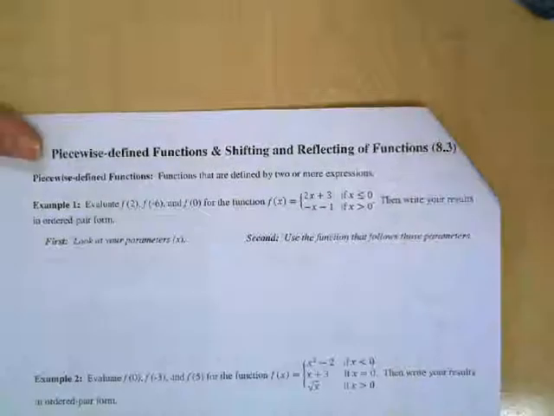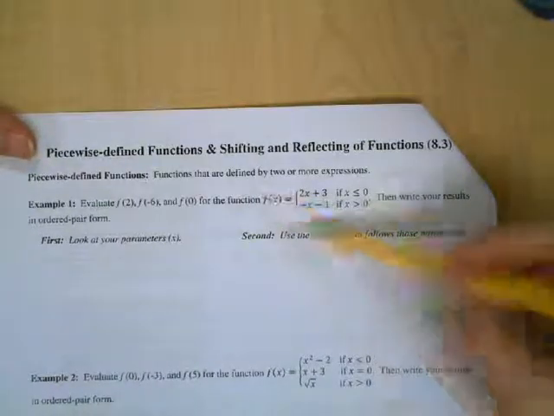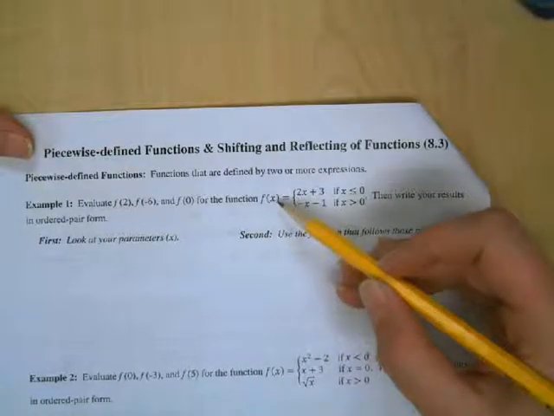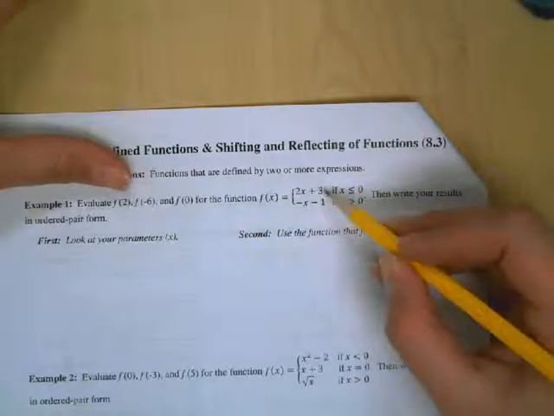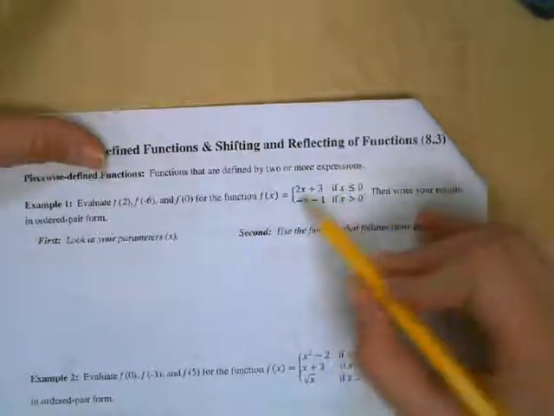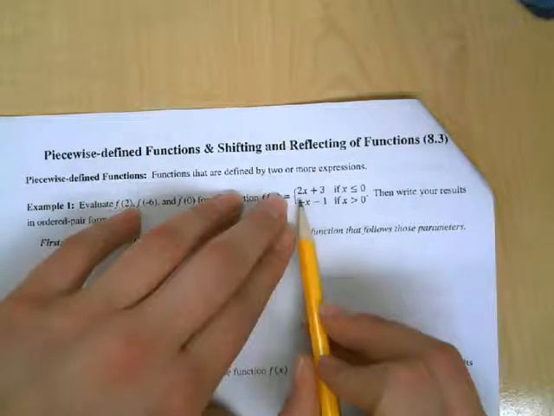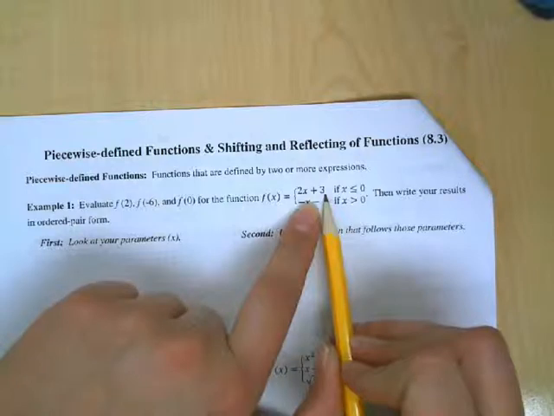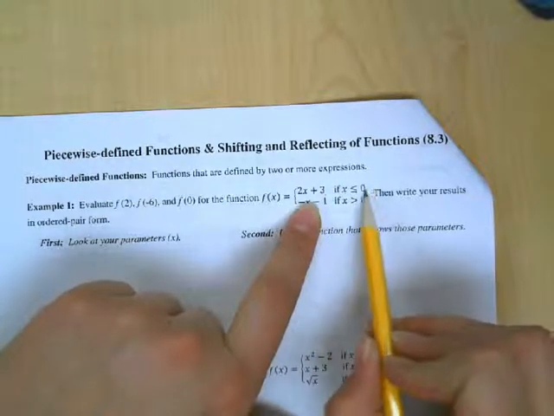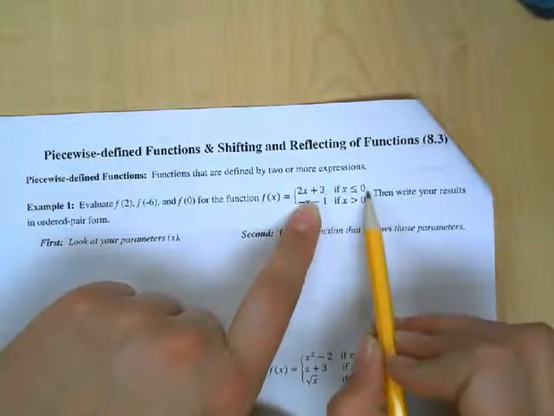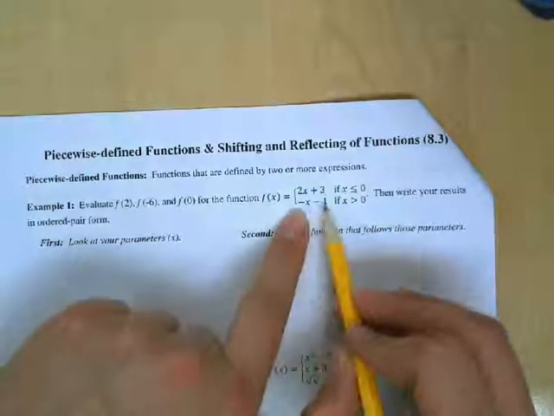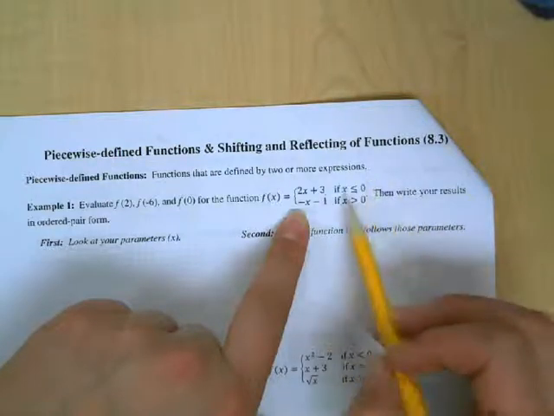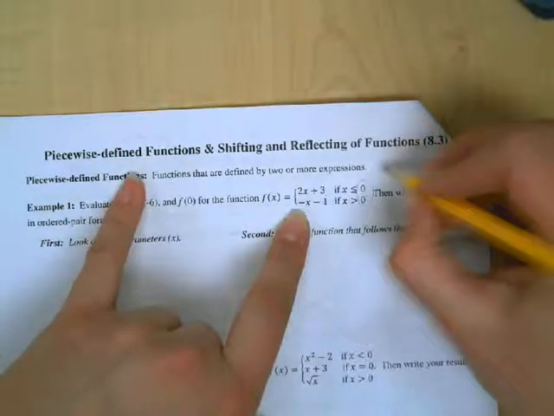When you're talking about piecewise defined functions, you're talking about something like this. You have the function notation, which we discussed in the first section of this unit, and then it's broken into pieces, hence the word piecewise. I've got two pieces here. My first piece is going to be 2x plus 3, but only if my x values are less than or equal to 0. The other piece is negative x minus 1 if x is greater than 0.